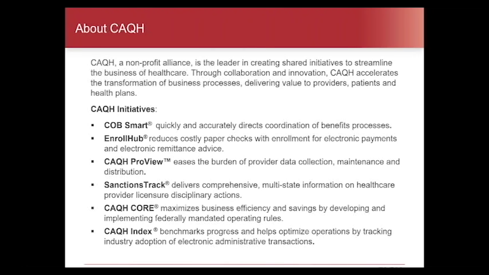More recently, we launched COB Smart, which again is an example of the CAQH approach to the market and administrative simplification solutions. Here, we developed a way to more quickly and accurately direct coordination of benefits processes and identify coordination of benefits earlier in the process than is currently done today to eliminate a lot of the downstream efforts that are associated with the process as it currently functions today.